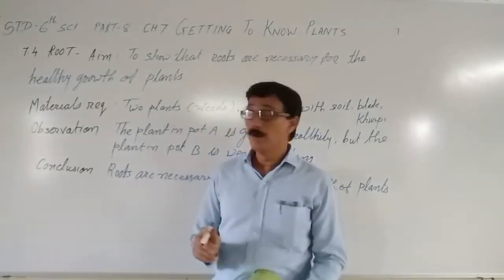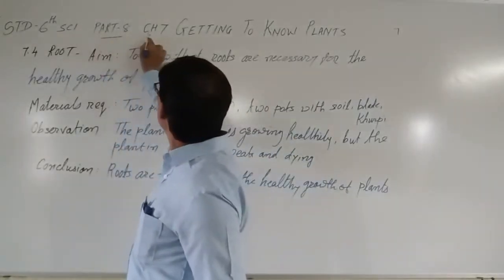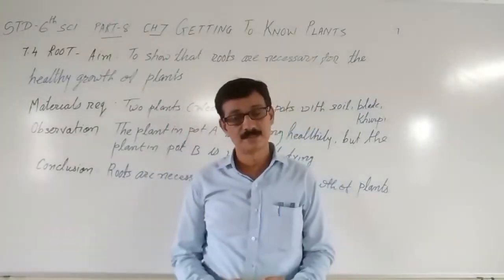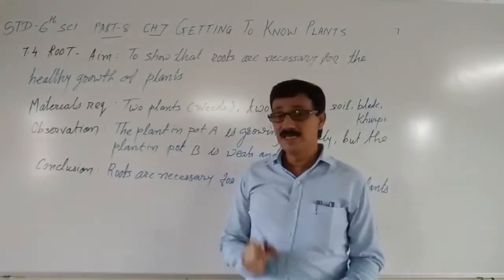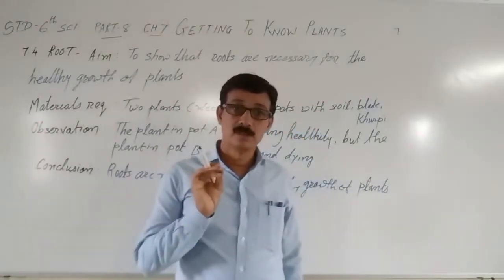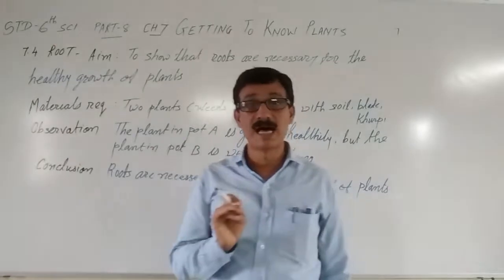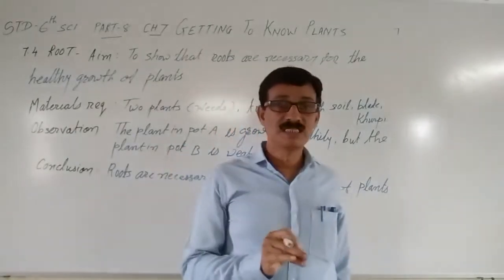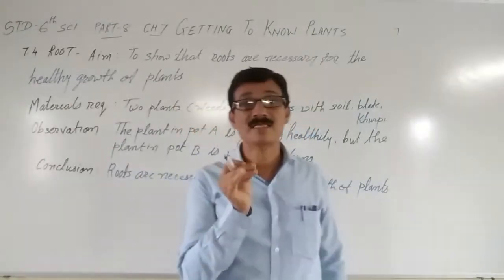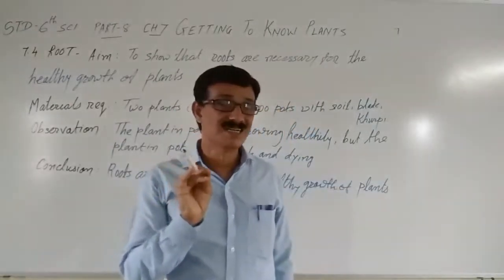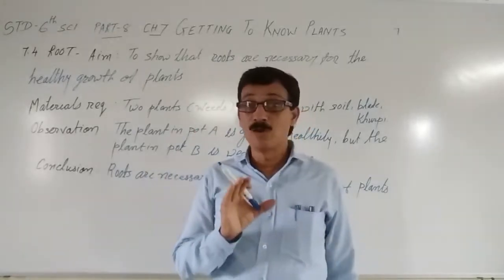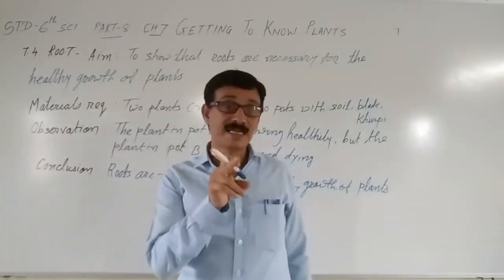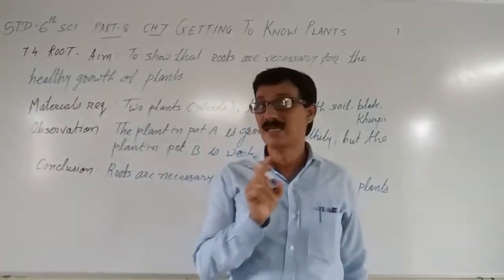This is Part 8 of Chapter 7, Getting to Know Plants, of standard 6th science. In the last part we discussed that carbohydrate or starch is produced by the leaves. The food is produced by the leaves, and we also discussed how to find out whether there is starch available in the leaf. That activity we discussed in the last part.